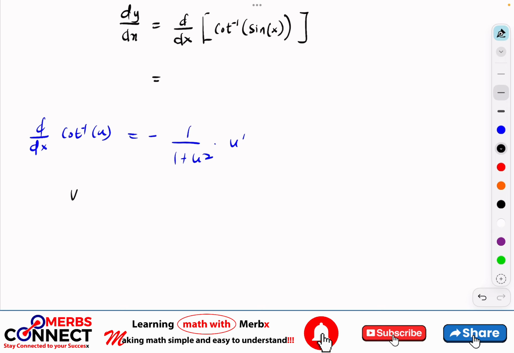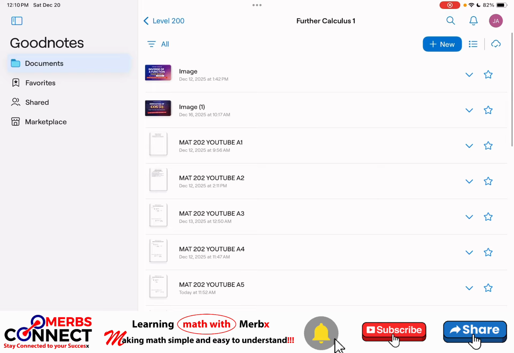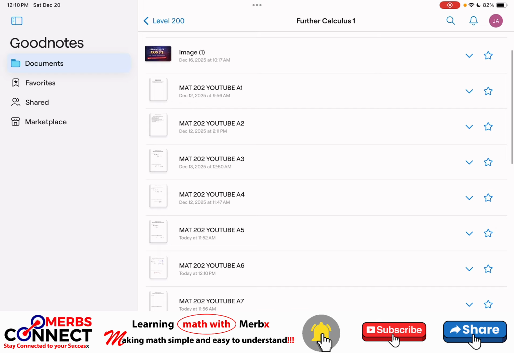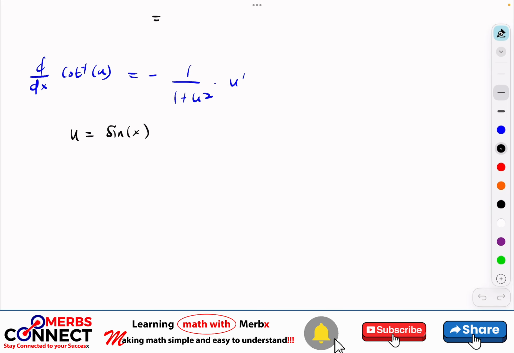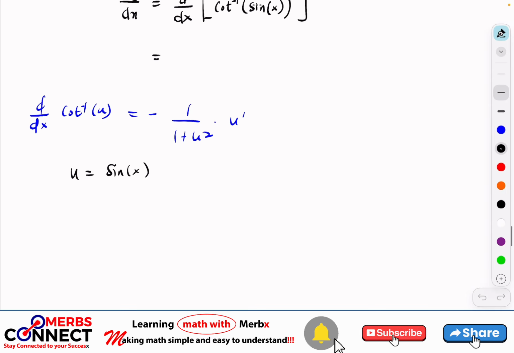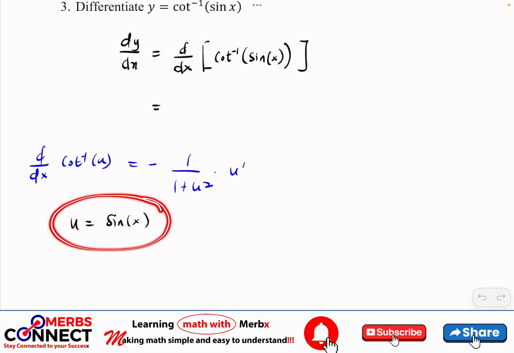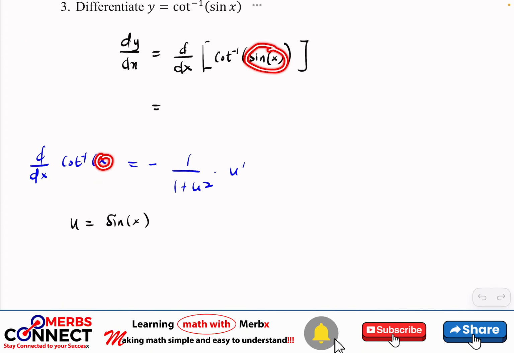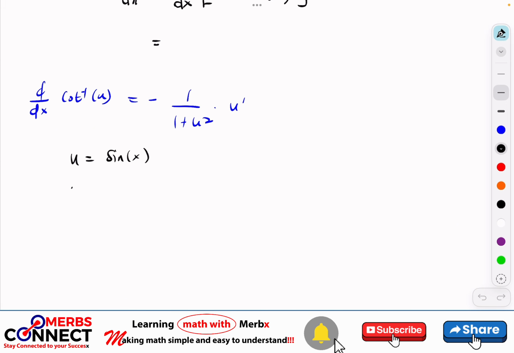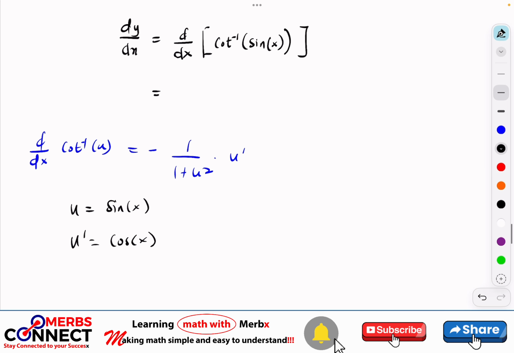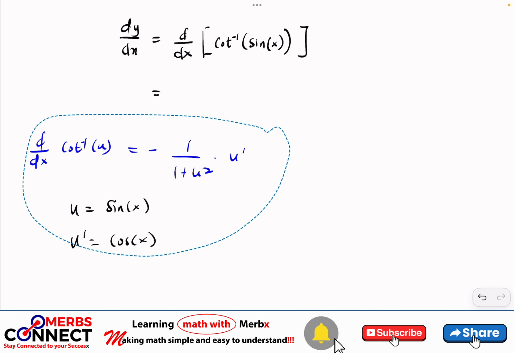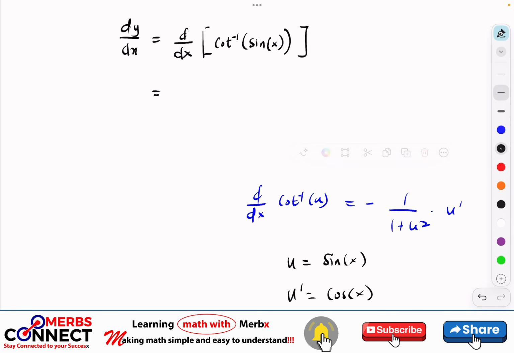So now our u is the sine of x, as you can see. So our u is this from here. When you look at what is inside the parenthesis, we need u prime. So u prime is going to give us cos of x. So this is simple, like beautiful. So let's see what we can do here.